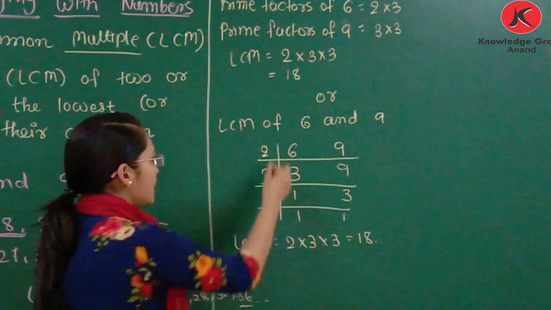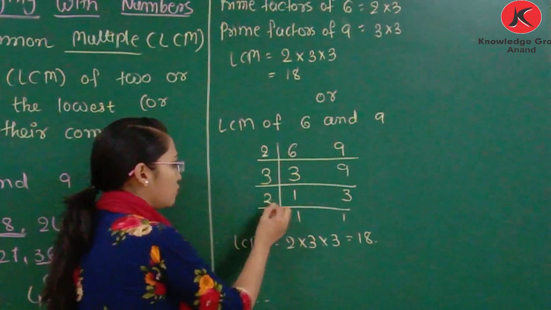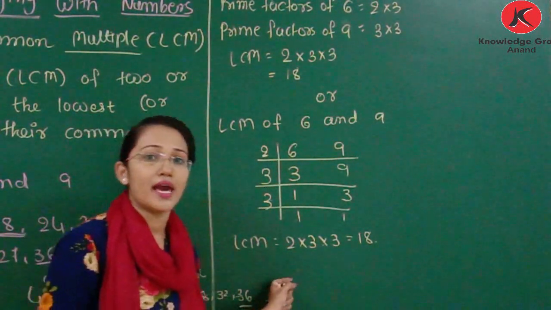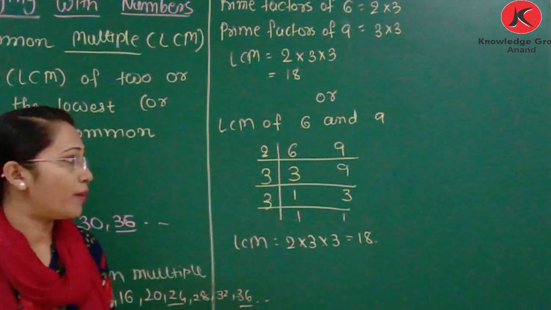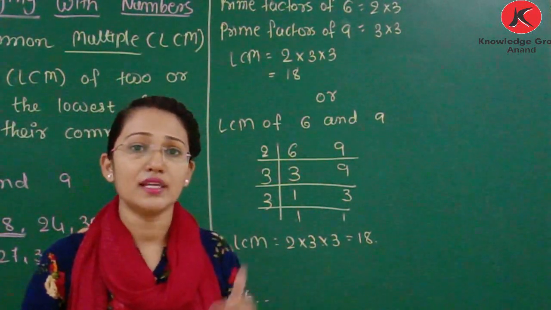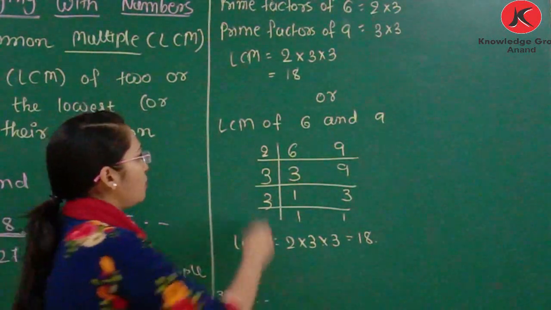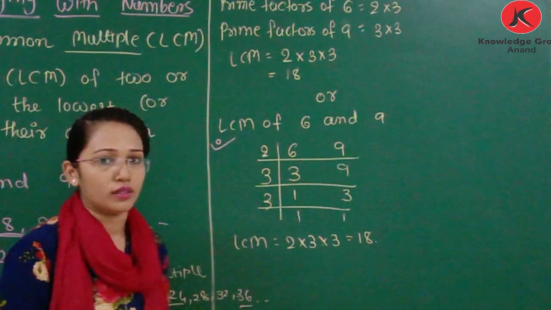So what will be the LCM? 2 multiply 3 multiply 3. That will be your answer. That is the LCM of 6 and 9. It means you can apply 3 methods to find LCM, but in the example we will perform this one.